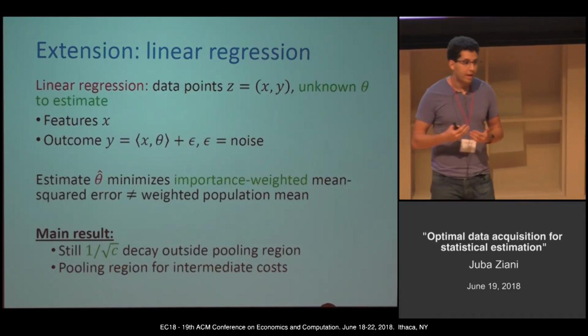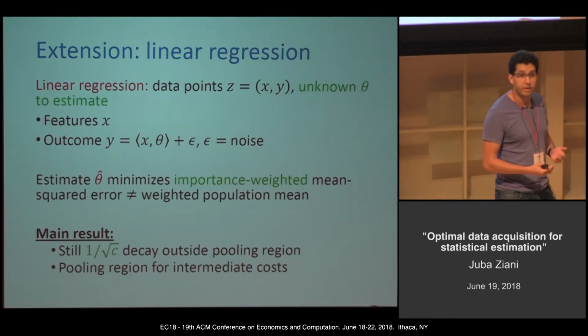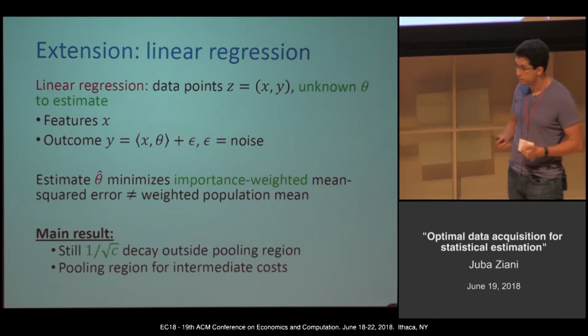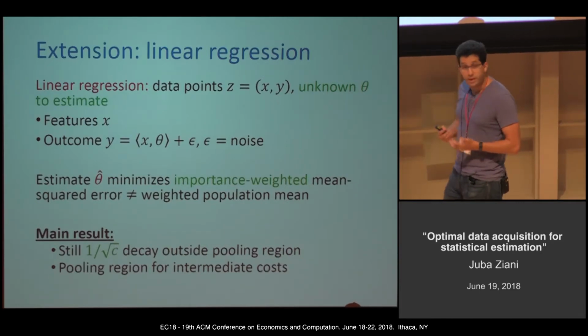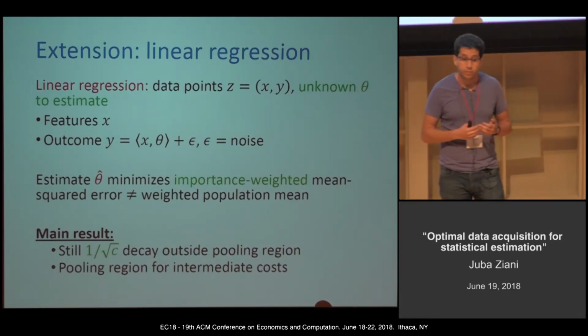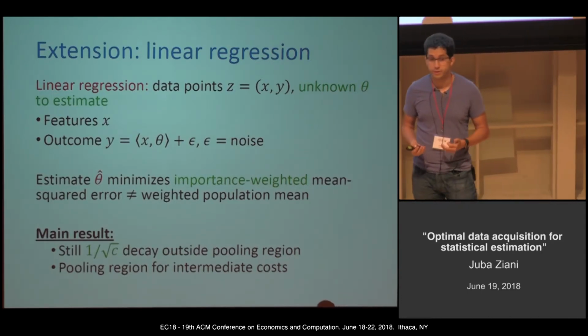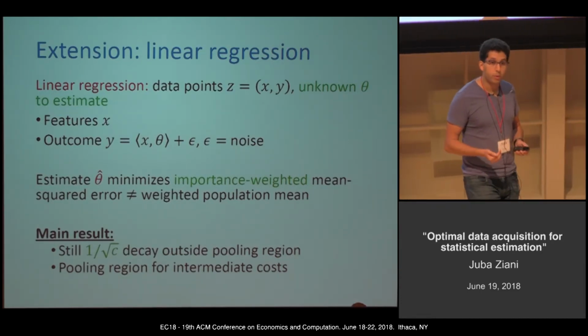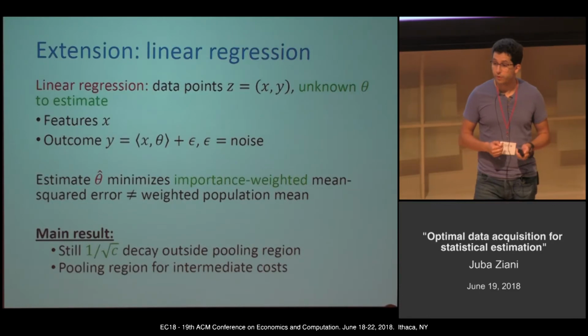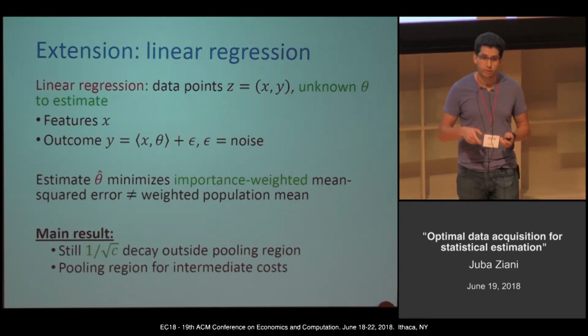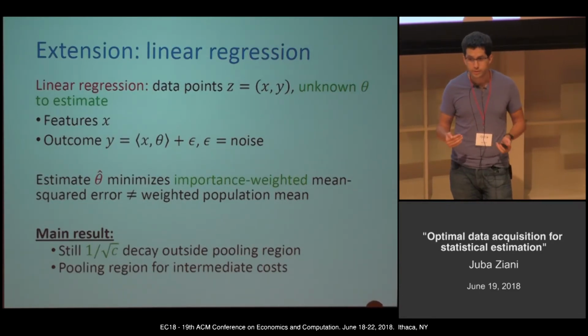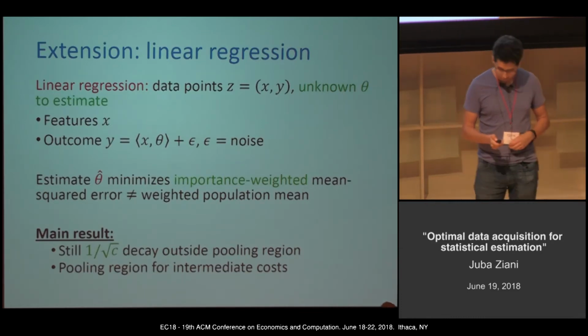The results have the same flavor in the sense that the optimal allocation rule for the mechanism is going to exhibit a pooling region and a decay in 1/√cost outside of this pooling region. The difference, though, is that the pooling region is not going to be for intermediate costs. So the allocation rule is going to be decreasing, then there's going to be a pooling region, then it's going to be decreasing again.